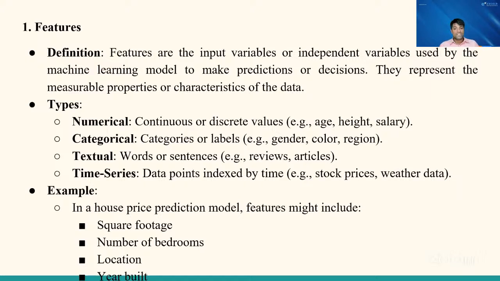So here you can see that there are different kinds of features. When you talk about features, there are different kinds, for example numerical, categorical, textual, and time series. So numerical is anything which is a numerical value, like age, height, and salary. Then categorical is something like gender, color, region, right? So textual is in the form of sentences, reviews, articles and all those things. Then time series data, like weather data or stock prices and so on.